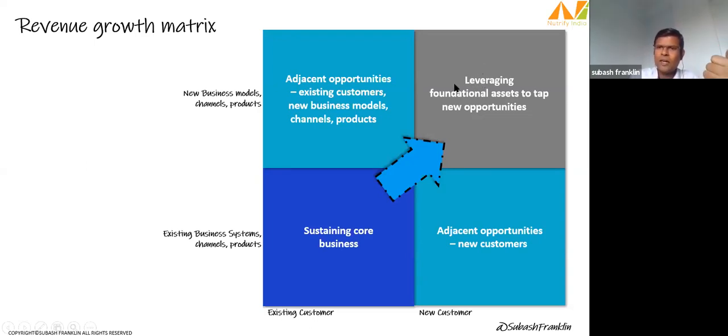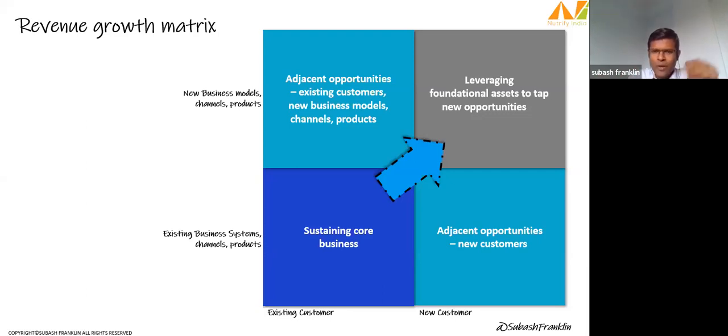Or, what we are seeing currently in the market, a lot of FMCG companies getting into the hand sanitizer business. A lot of small manufacturing companies getting into the ventilator business, because the market is opening up an opportunity and you're using your existing business systems to tap into that opportunity.